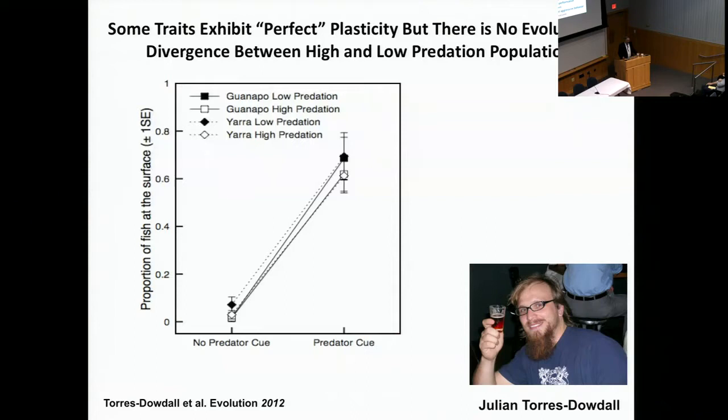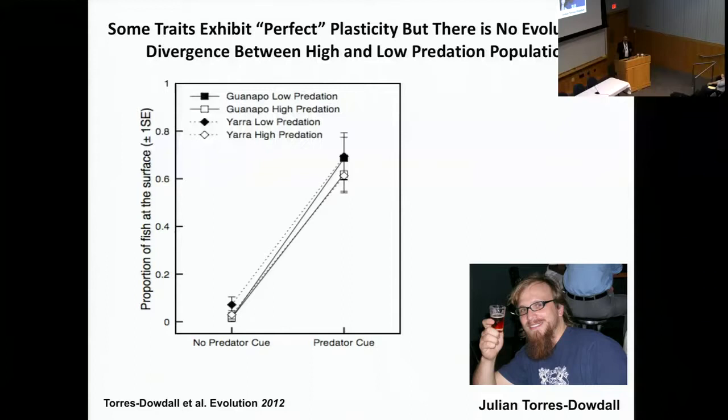The first result I want to talk about is a trait that I said earlier that there aren't many traits that show perfect plasticity. This might be one of them. This is something that one of my former students, Julian Torres Dodal, looked at, which is the behavioral response to the presence of a predator. It seems that even in the wild, but also in the lab, when you expose guppies to these predator cues, they move to the surface. Every population that we've looked at does the exact same thing. They all show the same plastic response, and there's no population divergence.